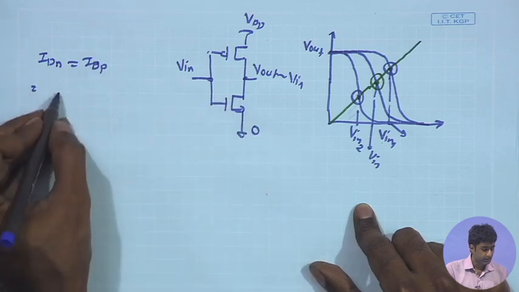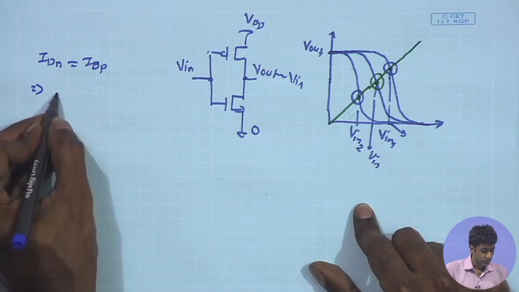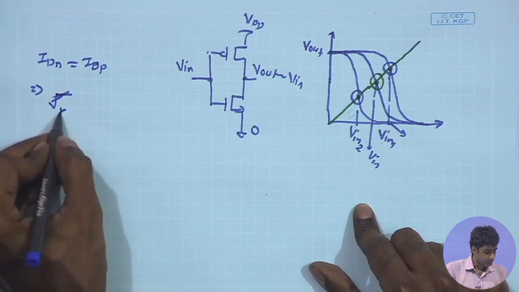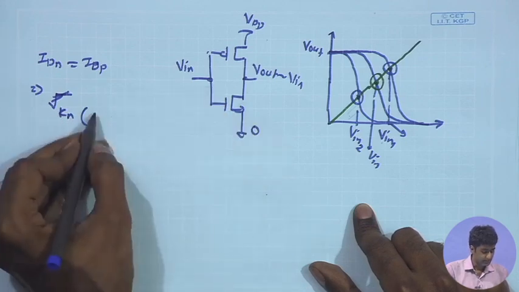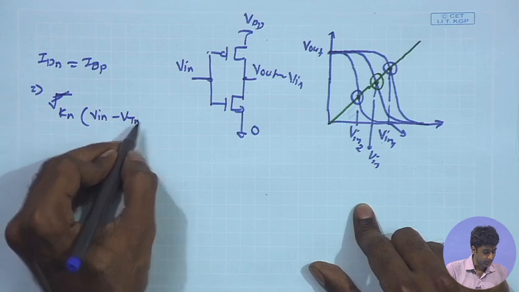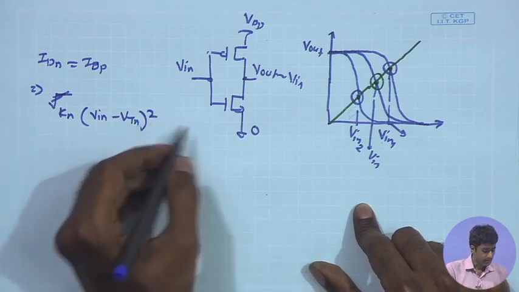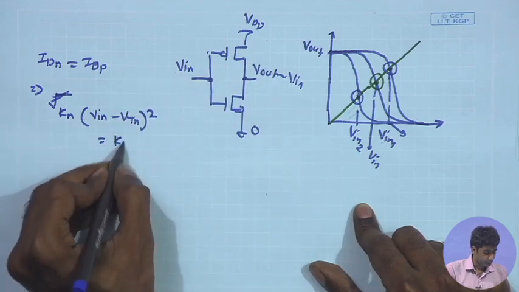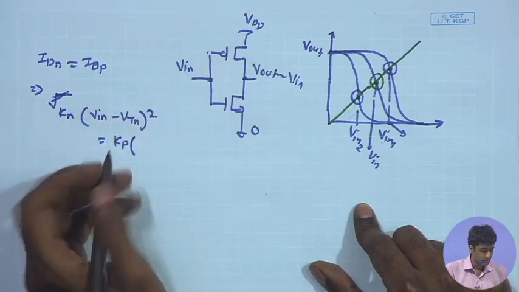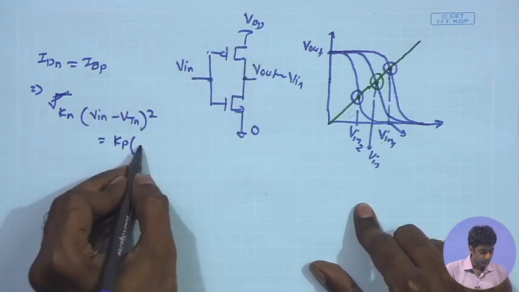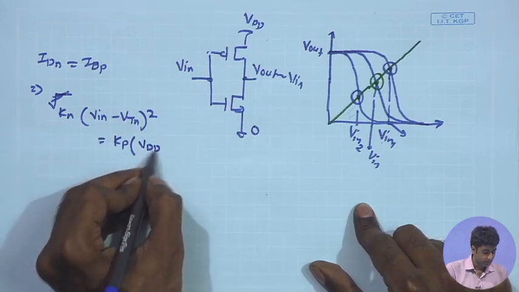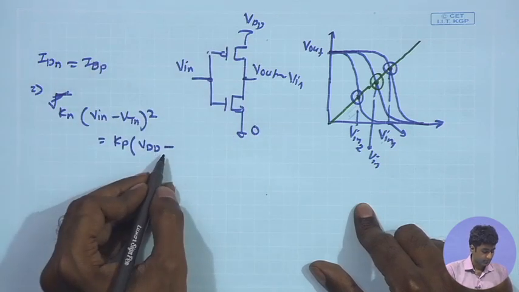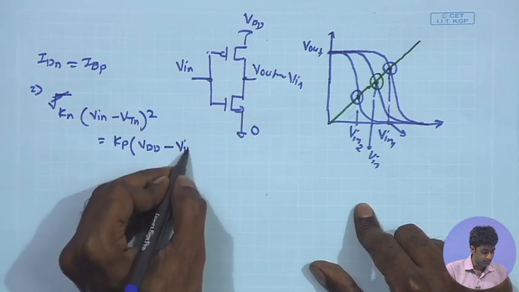And for IDN, let me write down the equation as KN (VGS minus VT) square. So, this is KN (V in minus VTN) square, and this is equal to the PMOS current, which is equal to KP (VSG minus mod VTP) square. So, the VSG is VDD minus S, which is minus G, which is your V in once again, minus mod VTP.